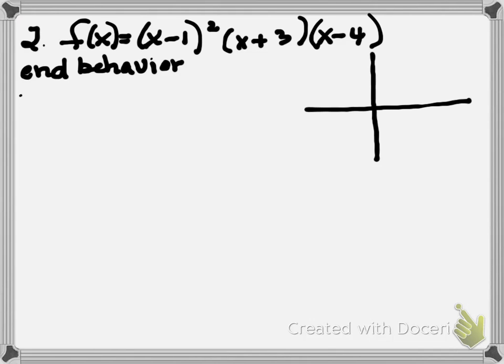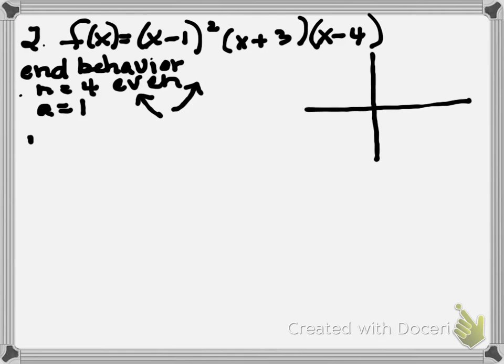I know this is of degree 4, 4 being even. So I have n is equal to 4. It's even. The leading coefficient is 1, which is greater than 0. So again, I know that it's going to rise to the right and left as the end behavior.